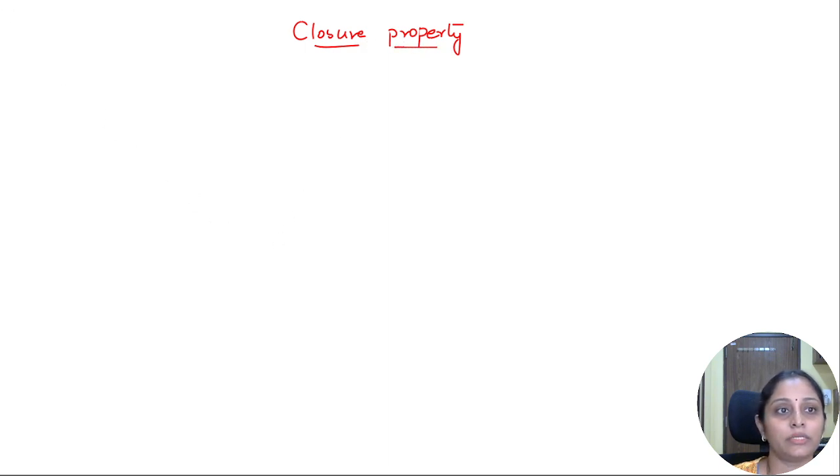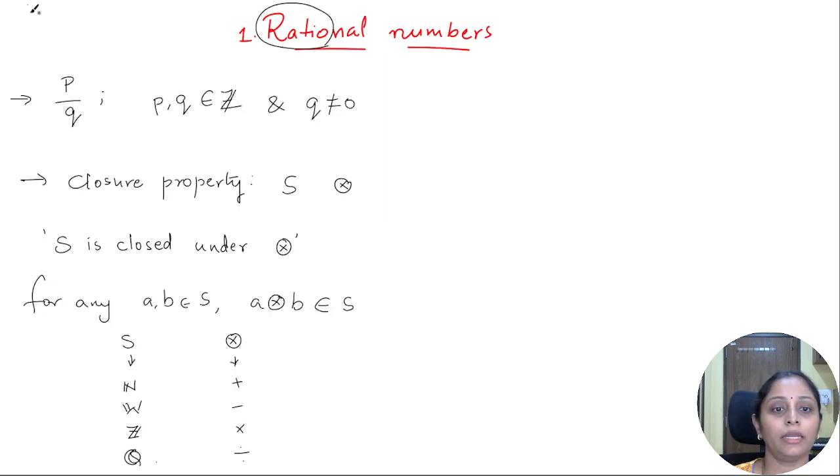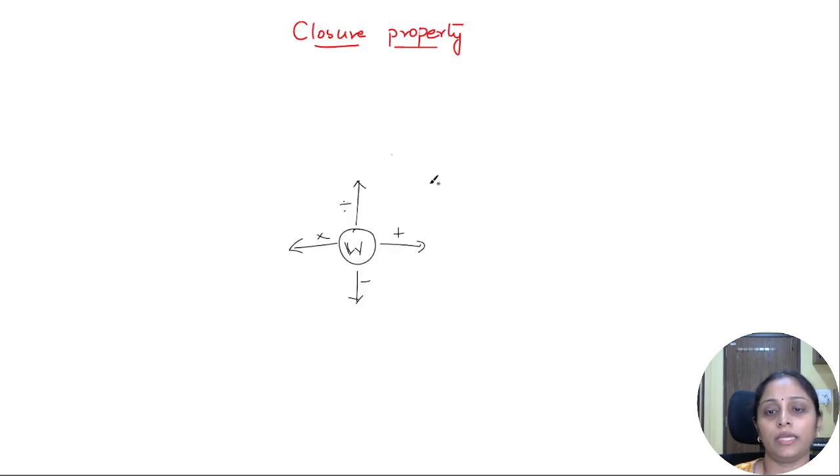So I am going to consider the set of whole numbers. Let me write down the mathematical operations: addition, subtraction, multiplication and division, right? Now if you look at the definition, I need any 2 elements A, B. Let us take any 2 elements in the set of whole numbers, let's say 3, 5.